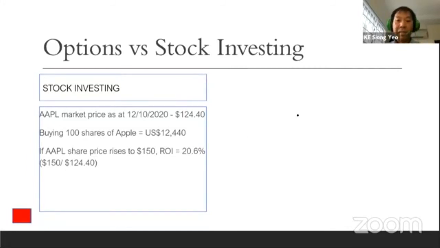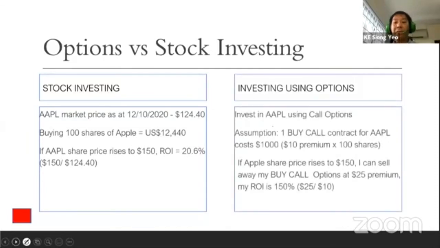Now let's look at what happens if I invest using options. Remember the call. What is a call depicted by? A call is depicted using a bull, right? Again, if you're someone bullish, I assume that you want to buy a call contract. Each contract is 100 shares, right? Because you're a buyer, you gotta pay, right?